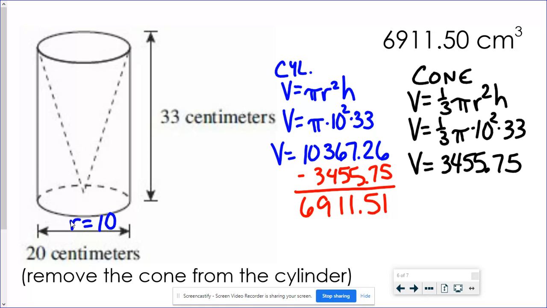Now, here's the cool trick that I said. That cone was 1/3 of the cylinder. I'm really taking out 1/3 of the volume of the cylinder, which would leave 2/3 of that volume left. If I would take the total volume of the cylinder, which was that 10,367.26, and just multiply by 2/3, so either multiply by the fraction 2/3 or multiply by 2 and then divide by 3, I'm going to get the same answer as what I had. Taking that cone out is really just, again, taking out 1/3 and leaving 2/3 of it left.